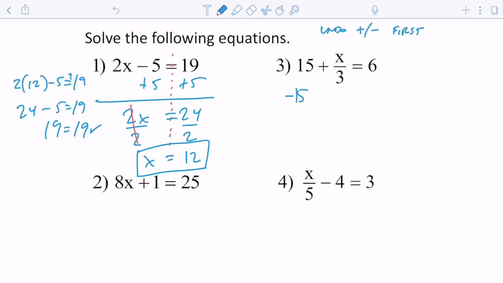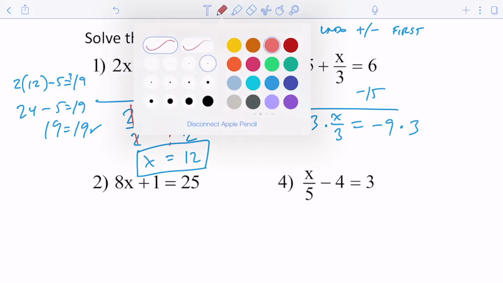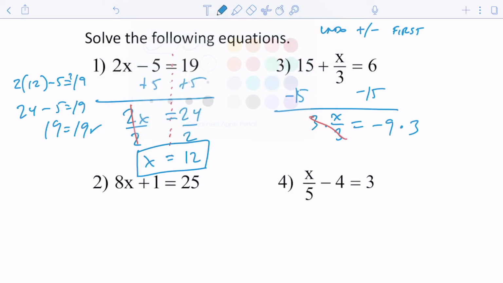You're supposed to subtract 15 from both sides here. And then 15 minus 15 is 0. You're left with x over 3, or x divided by 3 on this side. And then you have negative 9 there. And to get x by itself, I'm going to multiply by 3 because x over 3 is the same as x divided by 3. So I'm going to multiply by 3 on both sides. My 3's are going to cancel. And this is x, and this is negative 27.